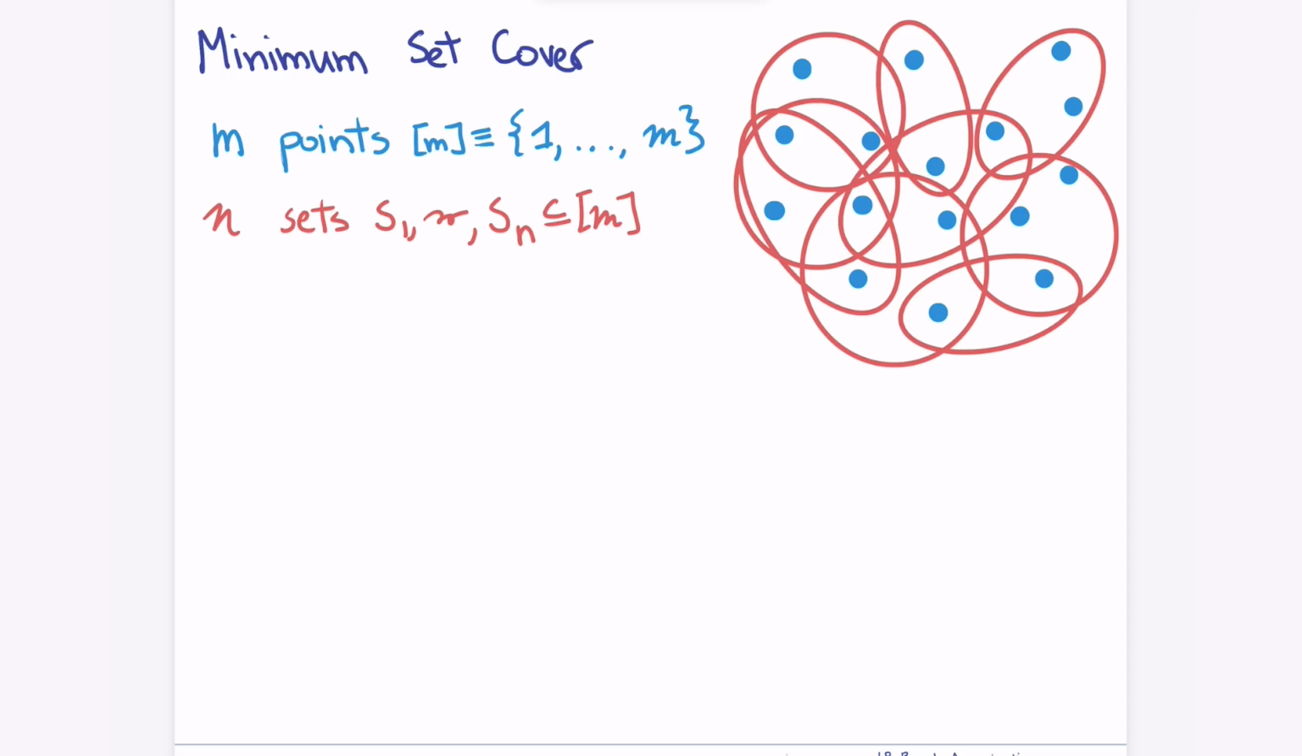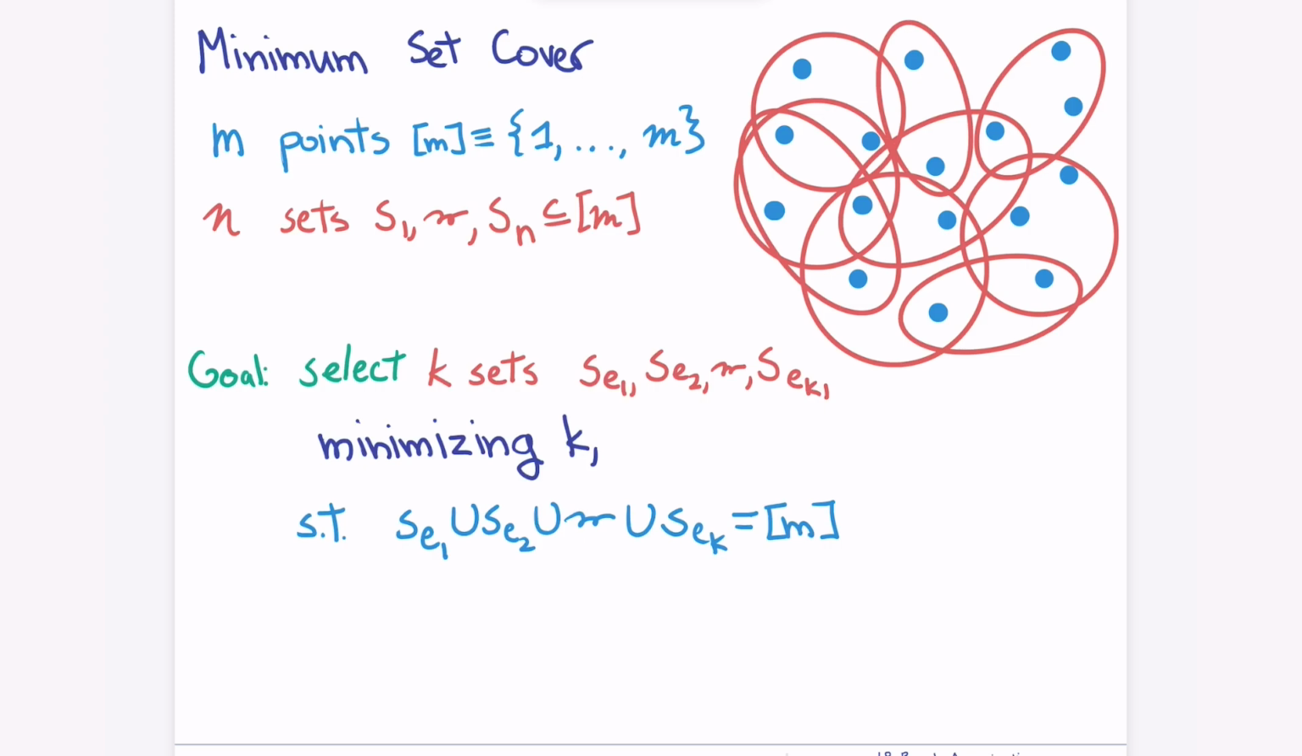So this is called the minimum set cover problem. I give you sets and points in space. So you might have seen this in your algorithms class before. So here I have n sets and they're covering some points. And my goal is to cover all the points with the minimum number of sets. Something like this. So this is NP hard.